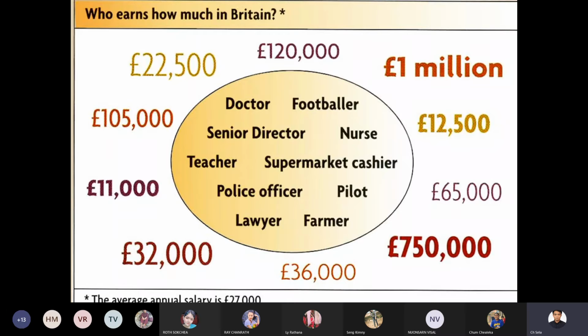Okay, that is so quiet. I am eating rice, teacher. Oh, you are eating rice. So you cannot read. Can you read? Oh, you don't want to read. You're always busy while studying. It's his lunch. Last week he was busy, now he's busy again. I don't know how you study. Let's start again, please. Doctor, footballer, senior director, nurse, teacher, supermarket cashier, police officer, pilot, lawyer, farmer.